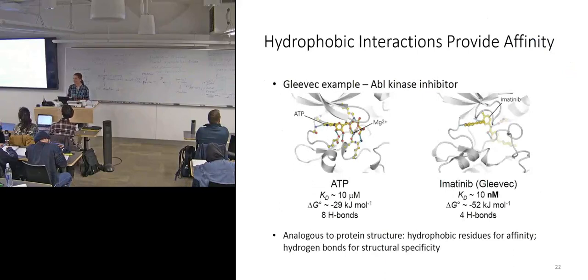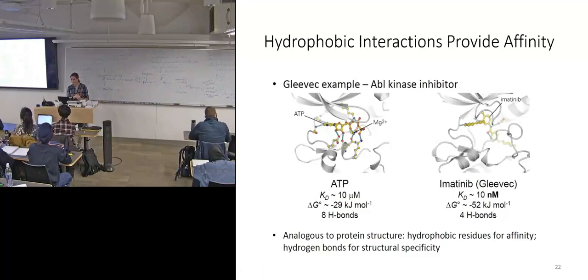So here's an example. Here's ATP binding in the Abl kinase. It has a Kd of about 10 micromolar. The change in free energy upon binding is about negative 30 kilojoules per mole, and this interaction features 8 hydrogen bonds. Gleevec, on the other hand, has a Kd of about 10 nanomolar. The change in free energy upon binding in this case is more like double, right? So it's much more likely that this interaction will occur than for ATP to bind. It's more energetically favorable to release more energy. And in this case, we have only 4 hydrogen bonds. So we've taken away some of the specificity and replaced it with additional hydrophobic residues in a trade-off.